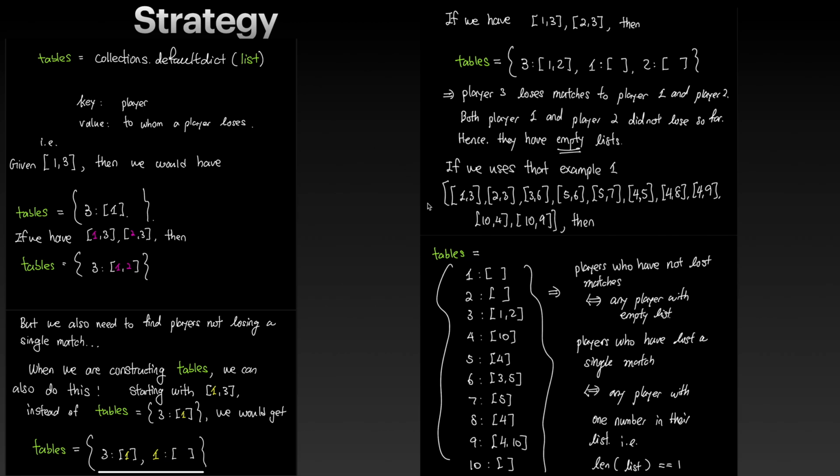So using this example 1, when you follow this principle, our tables will look something like this. We have 1, 2, and 10. These are the players, player 1, player 2, and player 10, that did not lose a single match. And for player 4, player 5, player 7, and player 8, notice that their values are a list of 1 element. So we will be returning these four numbers, 4, 5, 7, and 8. So for players who have not lost any matches, there will be any player with an empty list. And for players who have lost a single match, we are just looking at the values, where the length of the list is equal to 1.